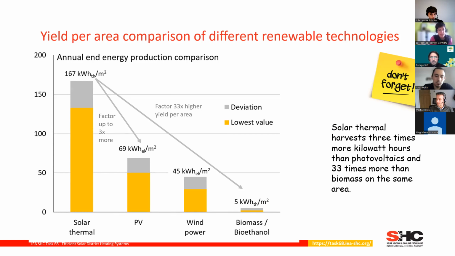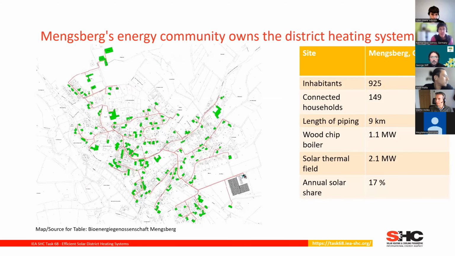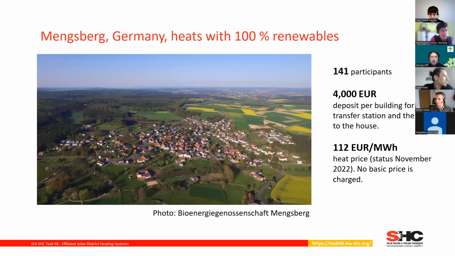Solar thermal has a better efficiency on the same area than PV and even a much better one than biomass. If you want to produce the same amount of energy on a biomass field, you need a factor 33 more land. So you have to consider that if you look into the possibilities of your area and your city. Well, we have cities of bigger and larger sizes. You have to start with that one.